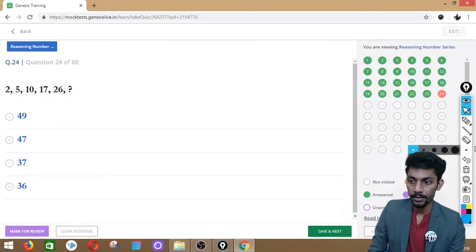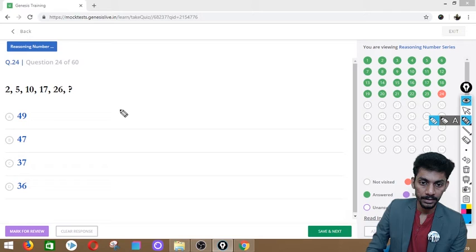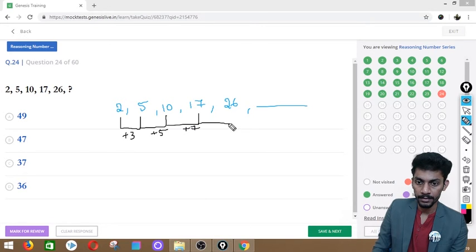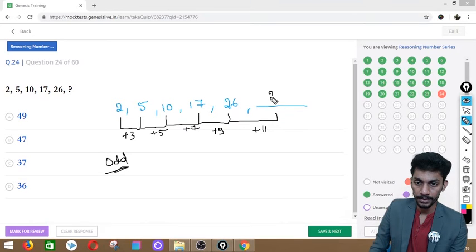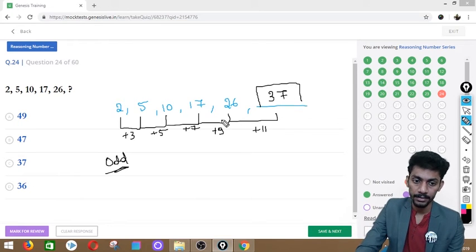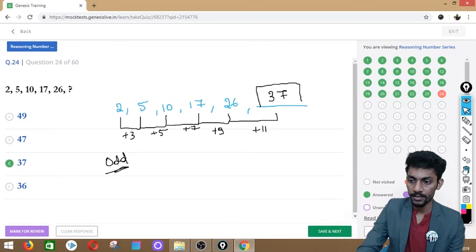Next question, question number 24. Question number 24 is the simplest question of all: 2, 5, 10, 17 and 26. What's the next number? If you see the pattern very carefully, it is plus 3, plus 5, plus 7, plus 9, it should be plus 11. All are added with odd numbers. What is 26 plus 11? It is nothing but 37. Simple question. Correct? Just addition of odd numbers. That is option C. Mark option C. Save and go for the next question.